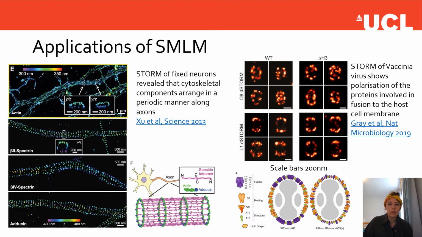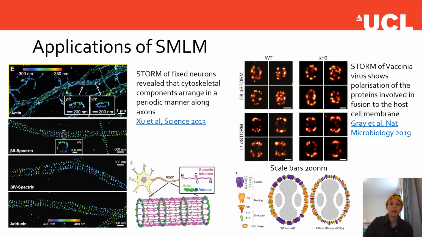More recently, this is an example of STORM being used for structure discovery in virology. So this is vaccinia virus. It's a very, very large virus. It's about 300 nanometers in size, but in the context of resolution, problematic, right?